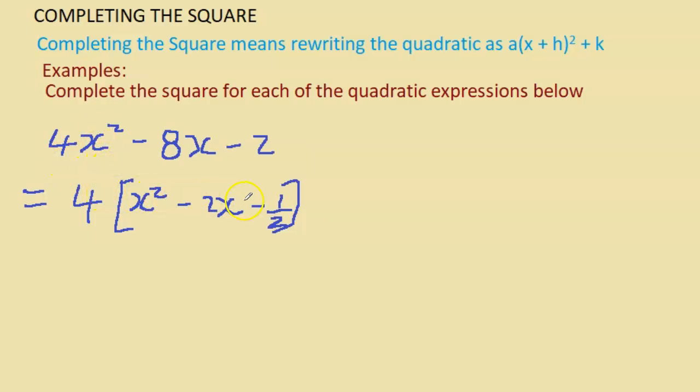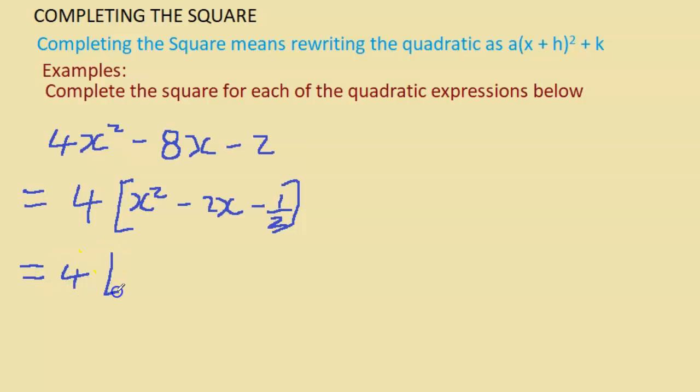And if you expand the bracket, don't forget what you're doing is rewriting the expression. So just do a quick test. If you expand the bracket, you should get the original expression, right? So 4 times x squared, that's 4x squared. 4 times minus 2x, that's minus 8x. And 4 times minus half, that's minus 2. And after that is business as usual. So you keep your 4 out here.